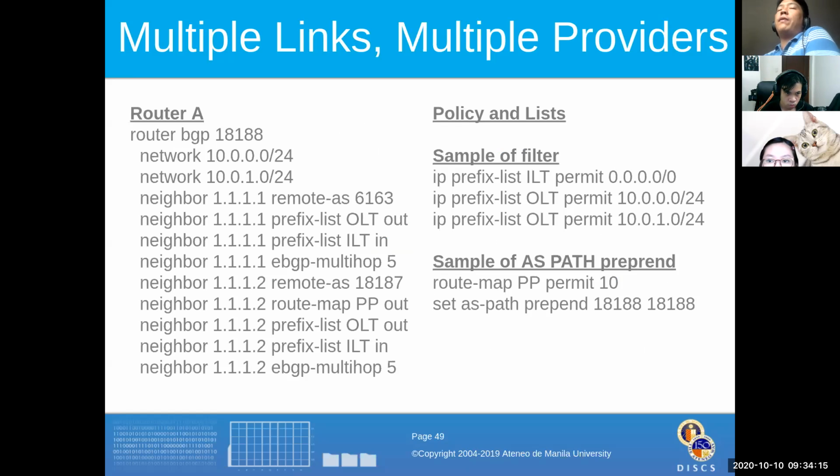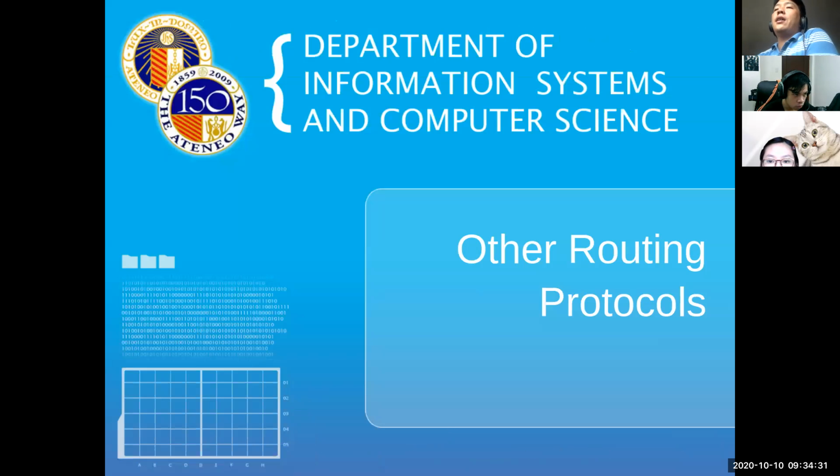Notice it's not very difficult once you configure your network. And it's really a question of setting the policies that you like. And there are many, many more policies than what I'm just mentioning here. This is just an example of a filter policy and a prepend policy. Prepend policy allows you to prioritize traffic, right?